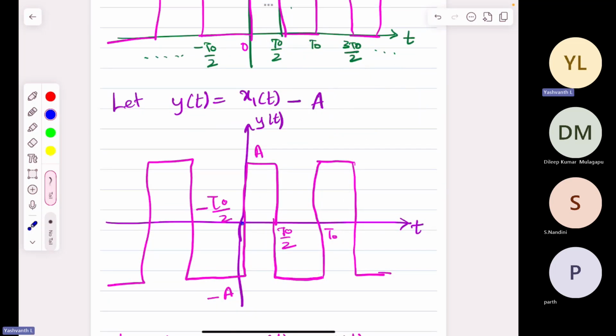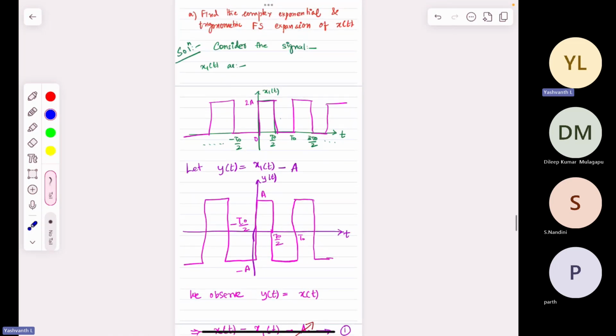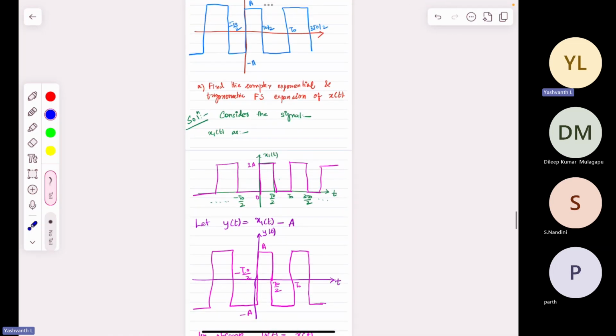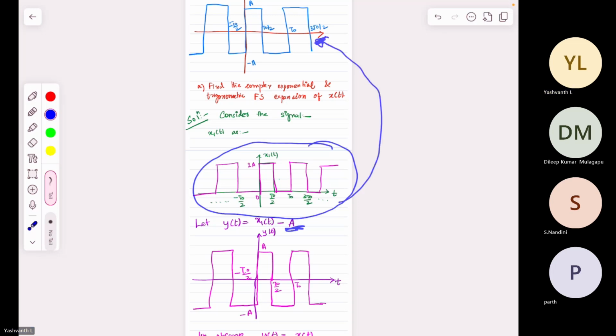From 0 to t naught by 2 you will have a, and from t naught by 2 to t naught you will have minus a. This is exactly the signal in the question. I'm zooming out a lot; this is the question at the top. The question is to find the Fourier series for this signal, with a from 0 to t naught by 2 and minus a from t naught by 2 to t naught, and that is exactly this y of t signal. So if I consider the signal x1 of t and subtract a, I get back the signal in the asked question. But what is this signal x1 of t?